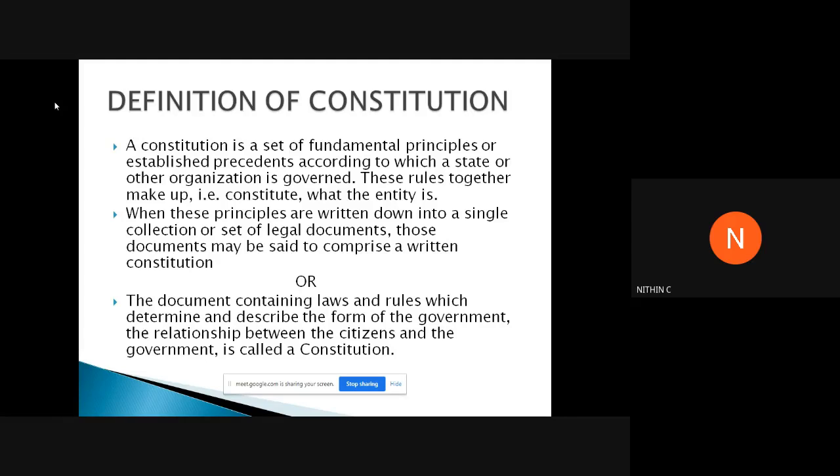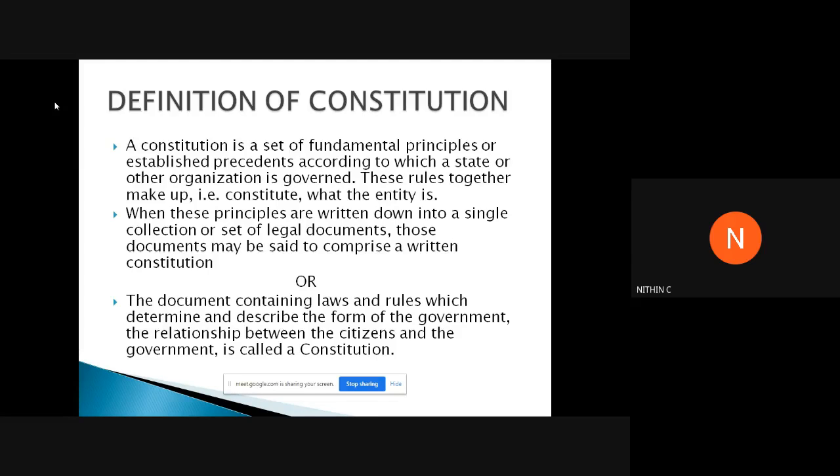Or in other words, you can say that it's a document containing laws and rules which determine and describe the form of government. The relationship between citizen and government is called a constitution. That is, the document containing laws and rules. In general we can say that a constitution will be having a set of rules and laws. A constitution is a document that mentions many laws and some things we need to do.